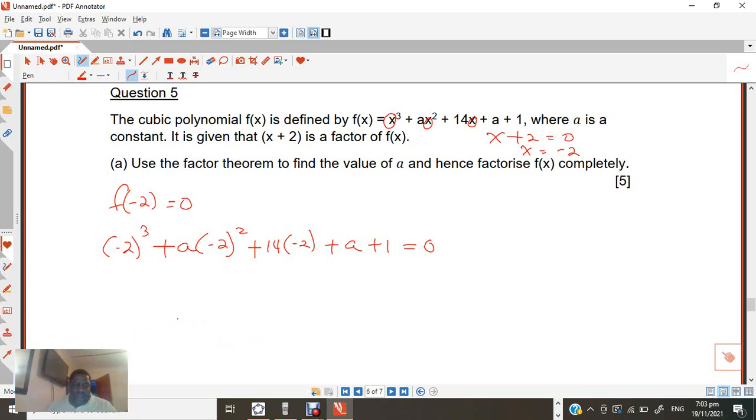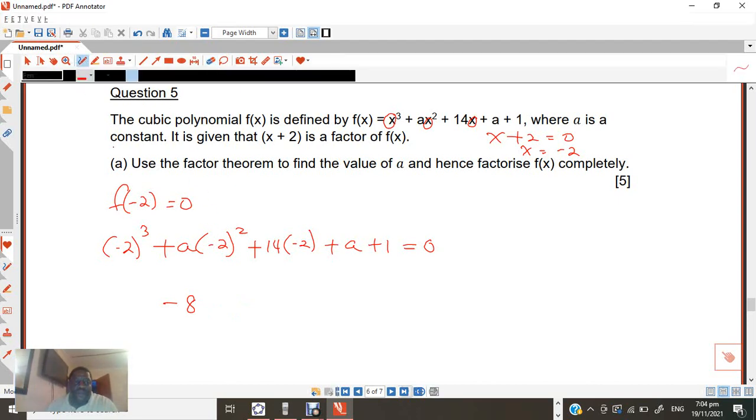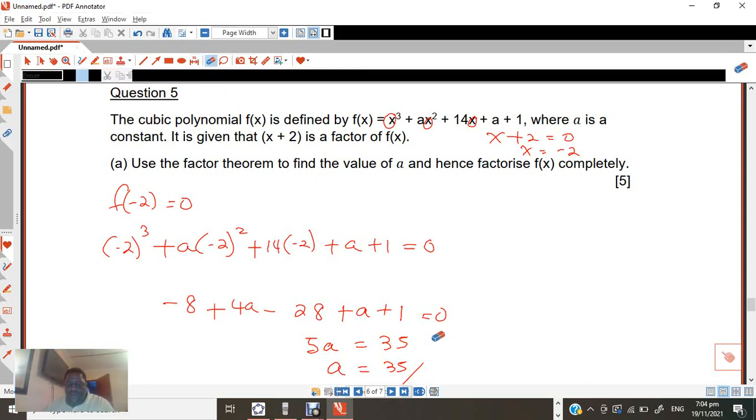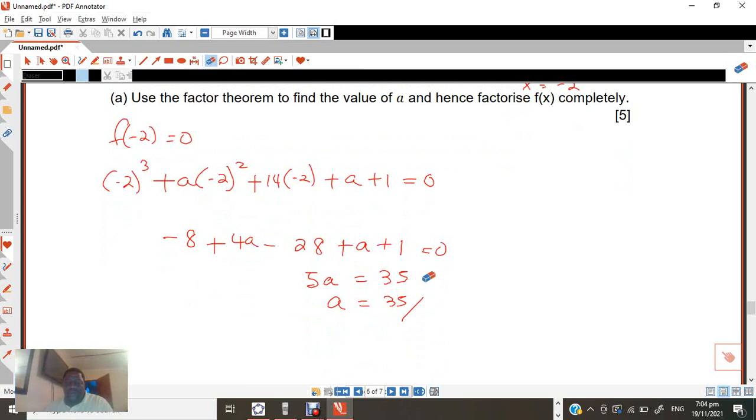Okay, now when you go ahead and clean this all up, you should get minus 8 plus 4a. Well, I've done it before, so I should be able to get more or less what I am looking for. I think eventually it should end up with 5a is equal to 35, and then a would be 35 divided by 5.